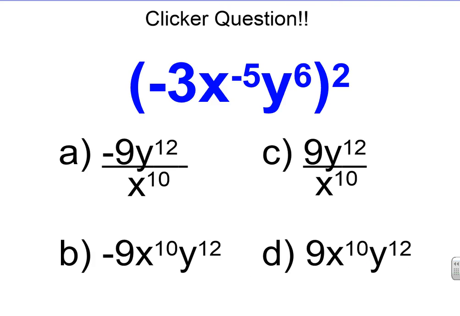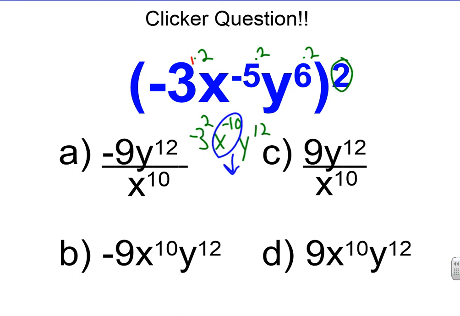Pause the video now as you try this clicker question. Press play to go over your answer. Power 1 times 2 times 2 times 2 because of this 2. I get negative 3 squared, x to the negative 10th, y to the 12th. I know I have to shove my negative down to the bottom. Negative 3 squared, y to the 12th, over x to the 10th.